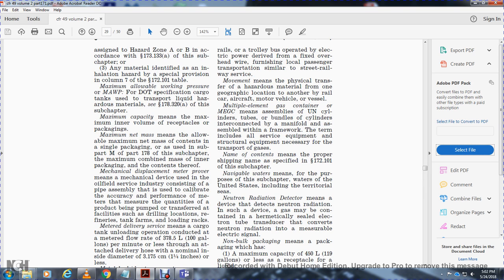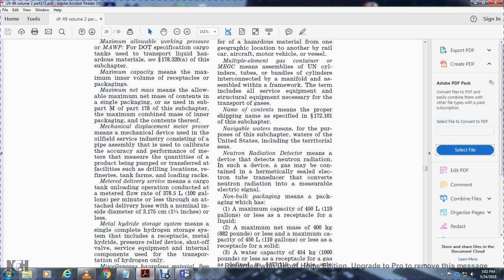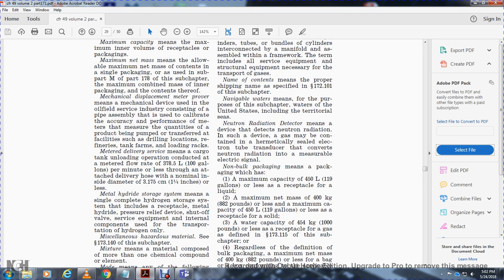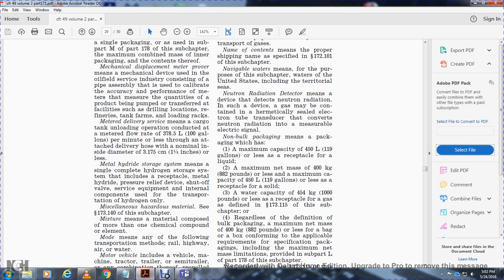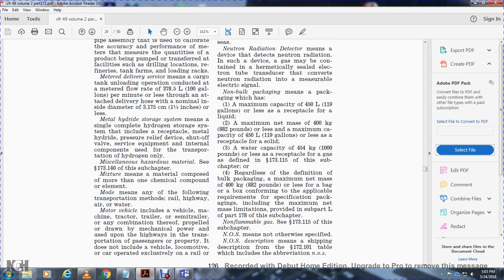Non-bulk packaging means packaging which has a maximum capacity of 119 gallons or less as a receptacle for a liquid, a maximum net mass of 882 pounds or less, and a maximum capacity of 119 gallons or less as a receptacle for a solid, with a capacity of 1,000 pounds or less, as defined in 173.115 of this subchapter. Regardless of the definition of bulk packaging, a maximum net mass of 882 pounds or less for a bag or box conforming to the applicable specification packaging requirements, including the maximum net mass limitation provided in subpart L of part 178 of this subchapter, non-flammable gas, see 173.115 of this subchapter.